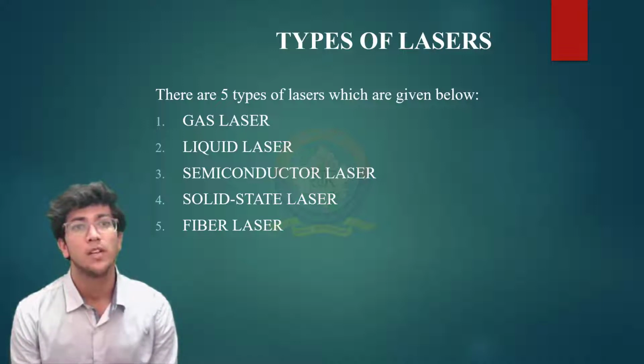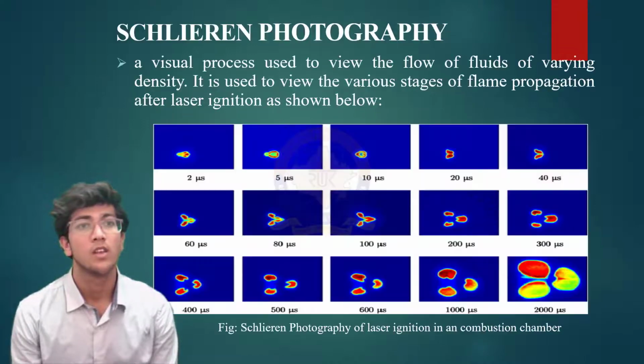And the last one is fiber laser. A fiber laser is a laser in which the active gain medium is an optical fiber doped with rare earth elements such as erbium, ytterbium, neodymium, and dysprosium, and many more. Now coming to the next slide, stereo photography.